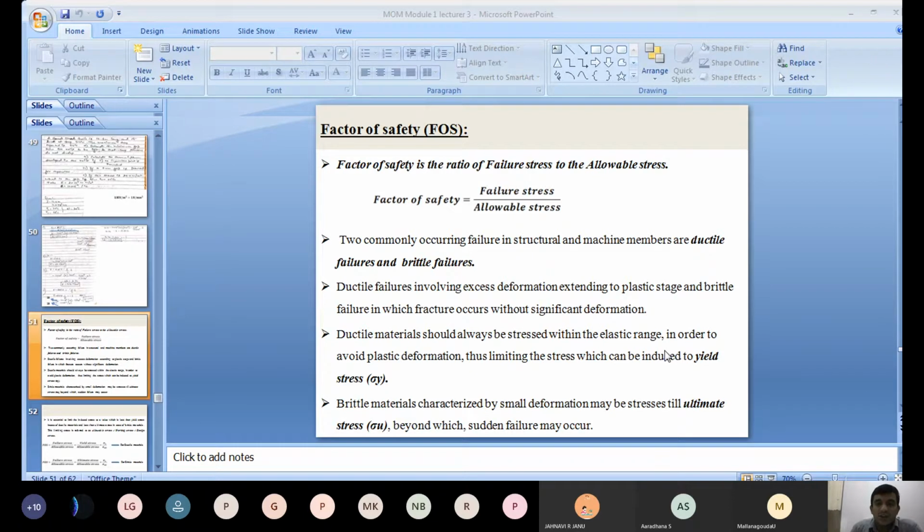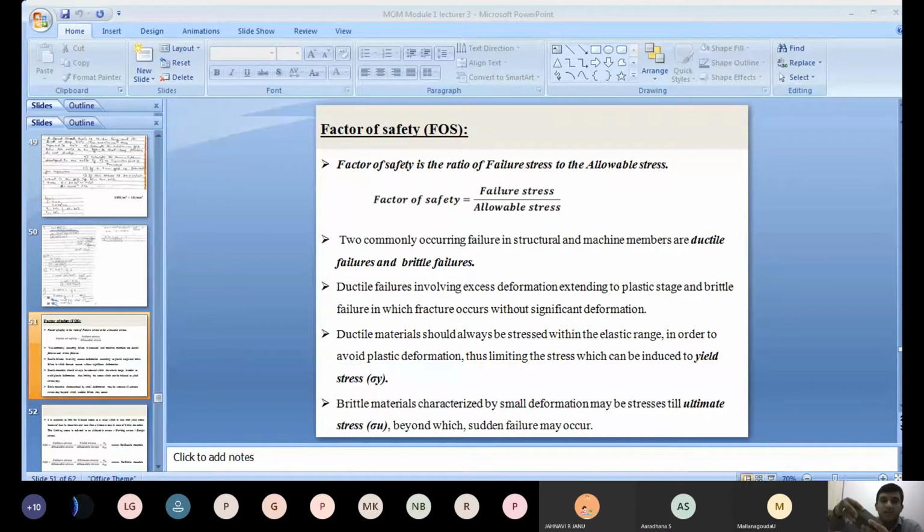Suppose you increase this load, what happens? The ductile material should always be stressed within the elastic range in order to avoid plastic deformation. In order to avoid this plastic deformation, you apply the load only within that elastic region. Then we go for limiting the stress, so the limiting stress which can be induced is the yield stress. If you consider a component made of a ductile material, such as mild steel, copper, aluminum, bronze, or brass, those are ductile materials.